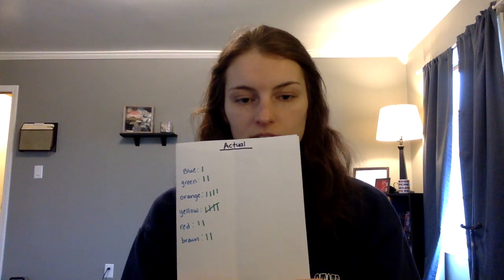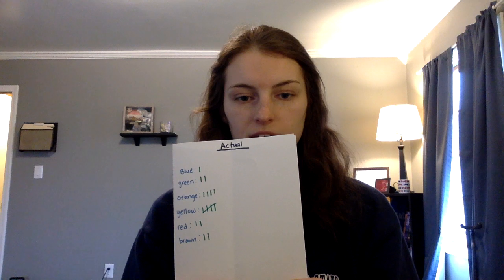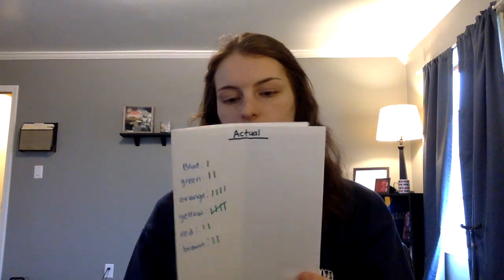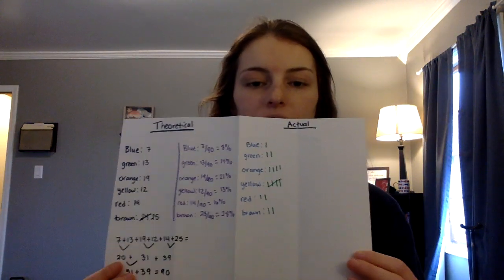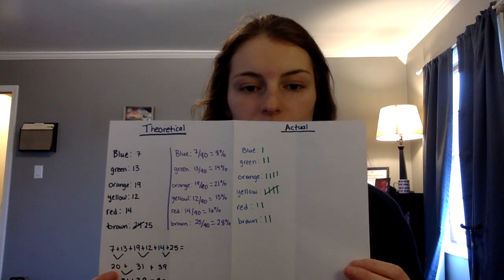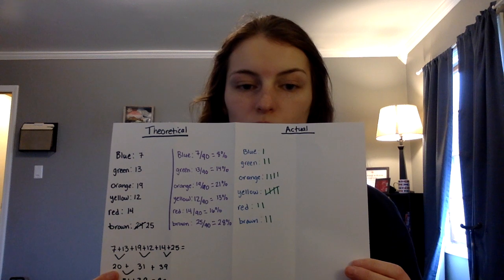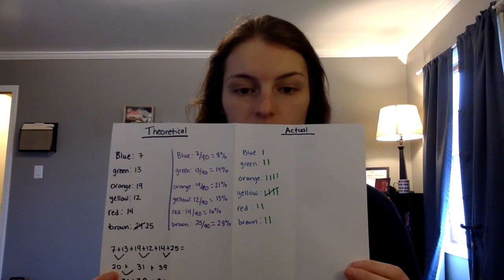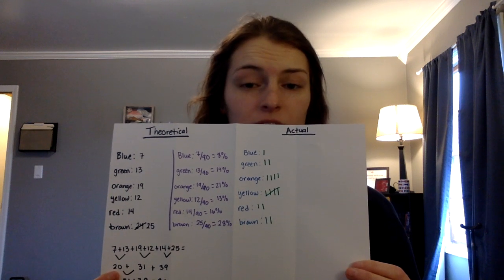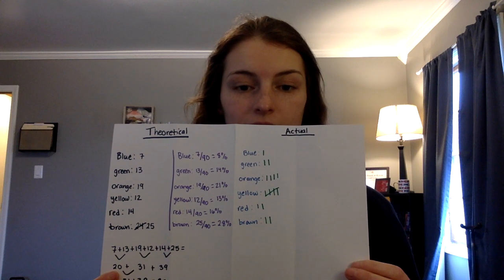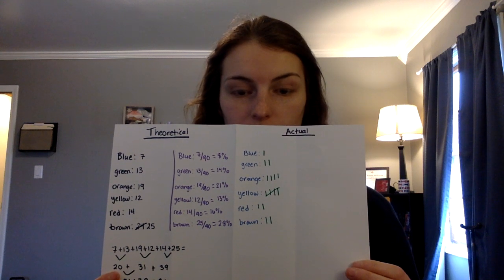When I look at this, I found it kind of interesting because yellow and orange were my highest, and those are not the highest as predicted. But blue is the lowest, and that was what should be happening. But brown, I haven't drawn very many of those, and that is not what I expected to have happen.